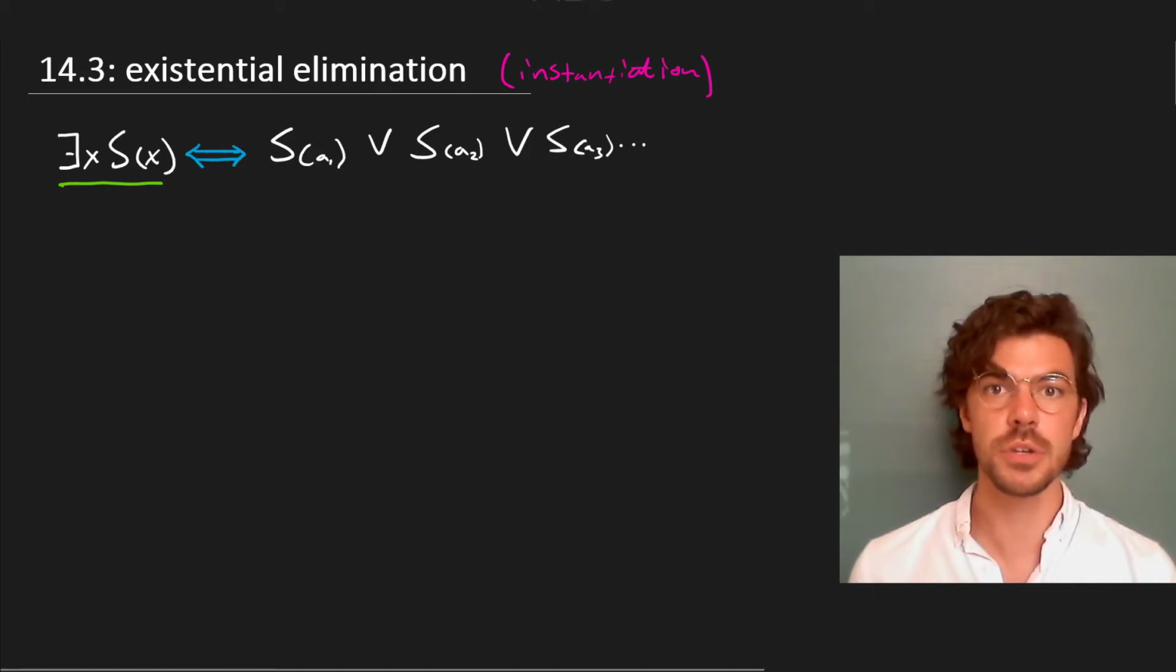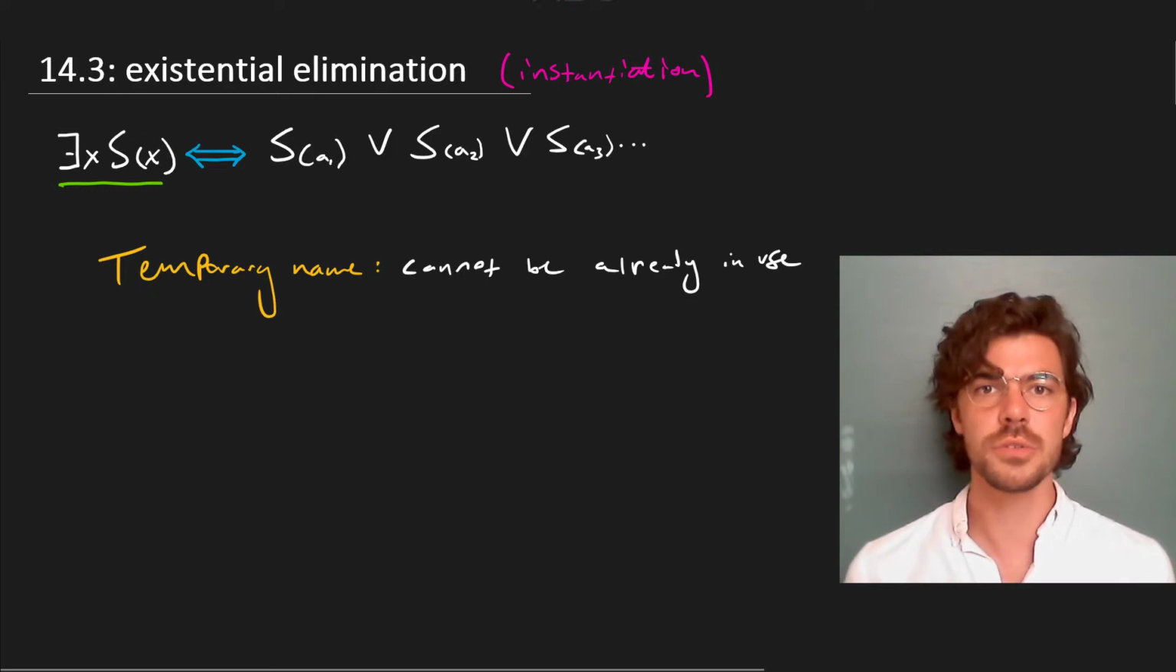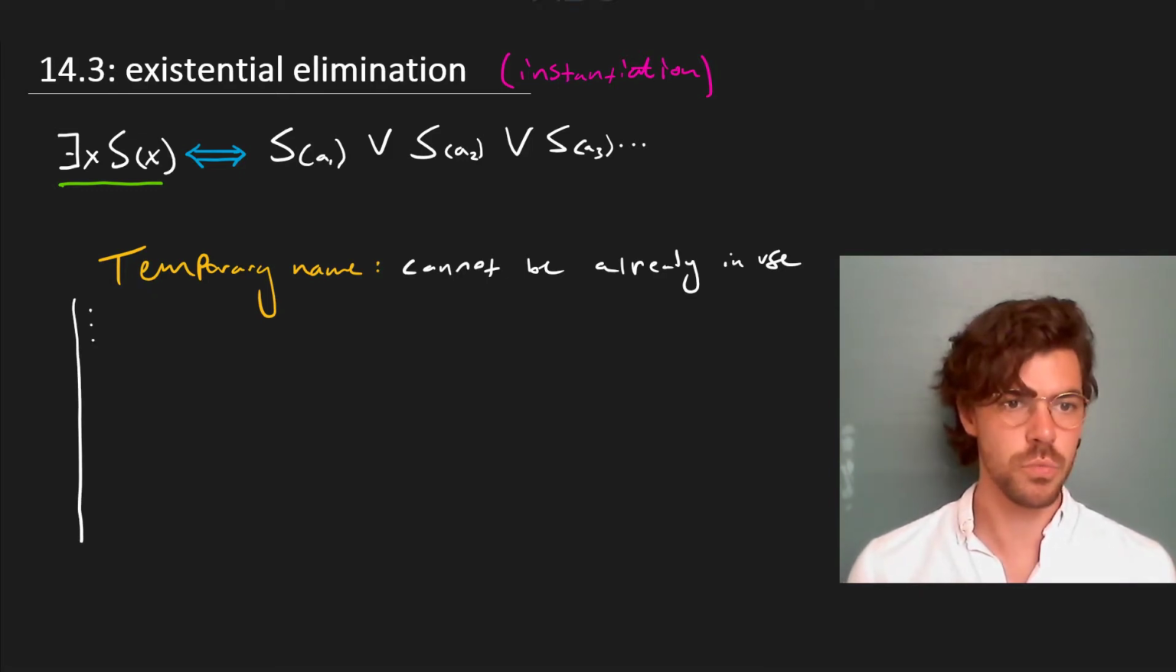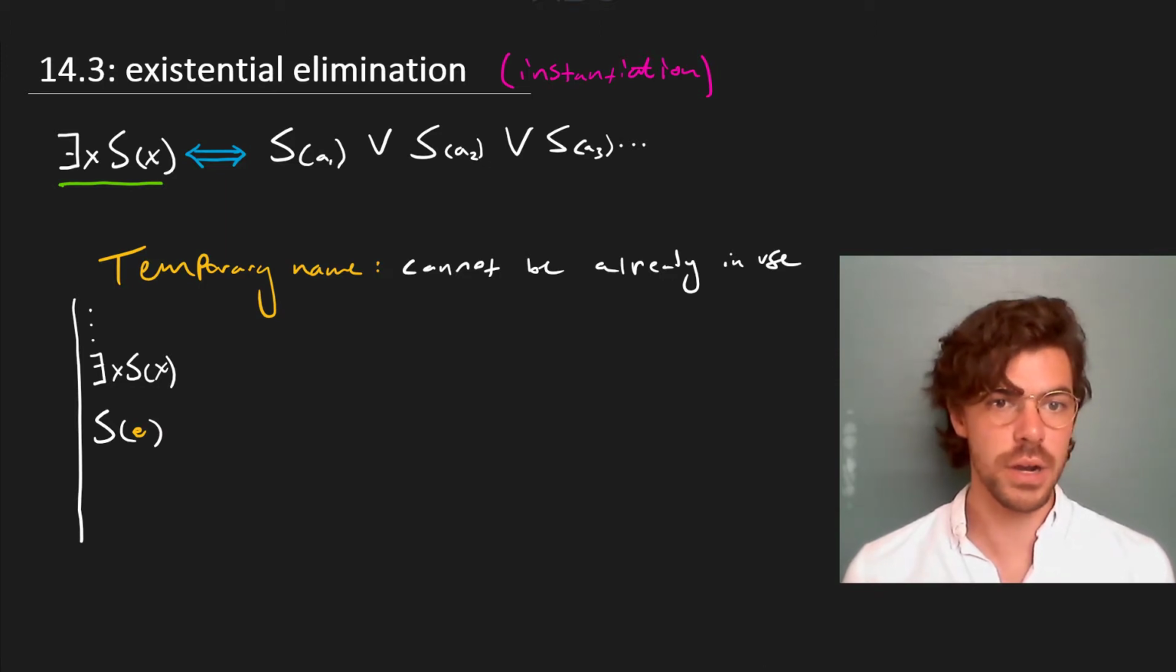So instead what we do is we introduce a temporary name. And the limitation on this temporary name is it cannot be already in use. So here's how we use this temporary name. In the course of a proof, we've come to something is an S, and from this, we're allowed to use this temporary name and say E is an S. And this is fine as long as E is not anywhere else in use.